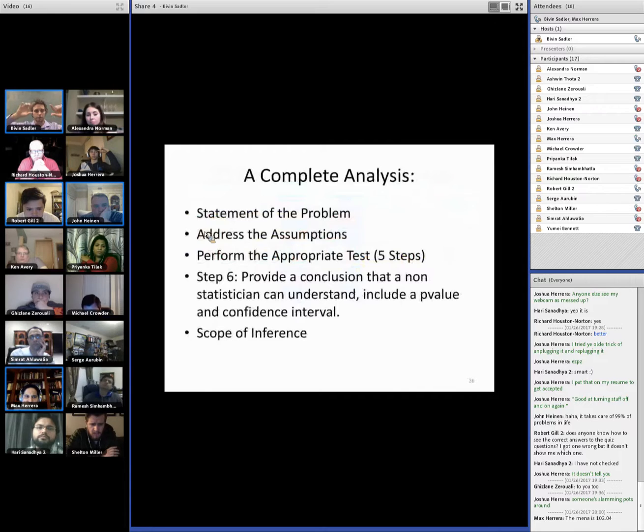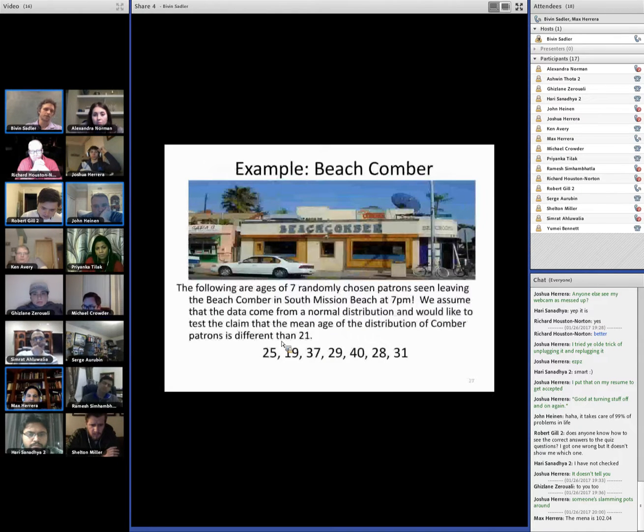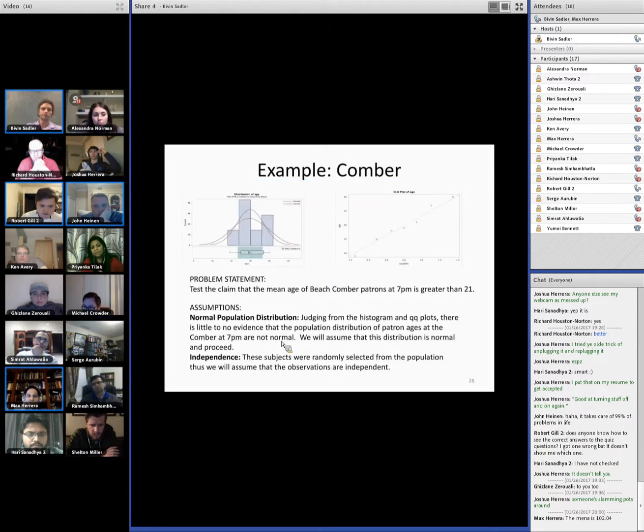You're going to address the assumptions, perform the appropriate test, the 6-step test. The 6th one is the conclusion, which I'll show you another example of here. You could call this one, perform the appropriate 6 steps, or sometimes I break step 6 out and then give the scope of inference, and you're done. So you've seen this example before. It is the beachcomber. Let's see what it looks like from a full analysis.